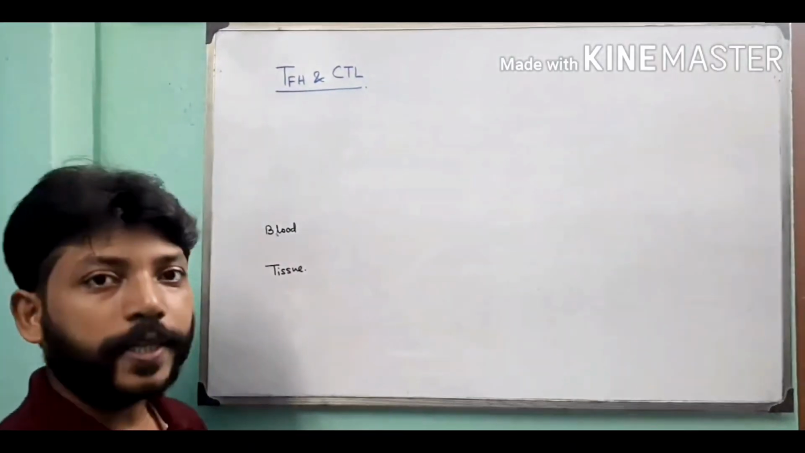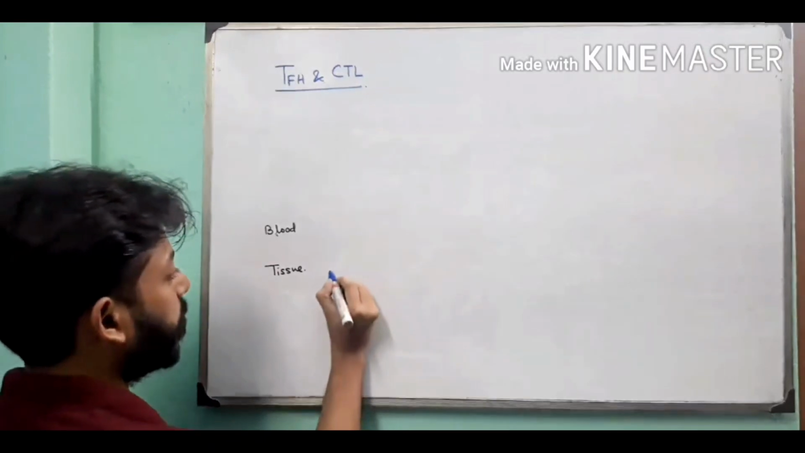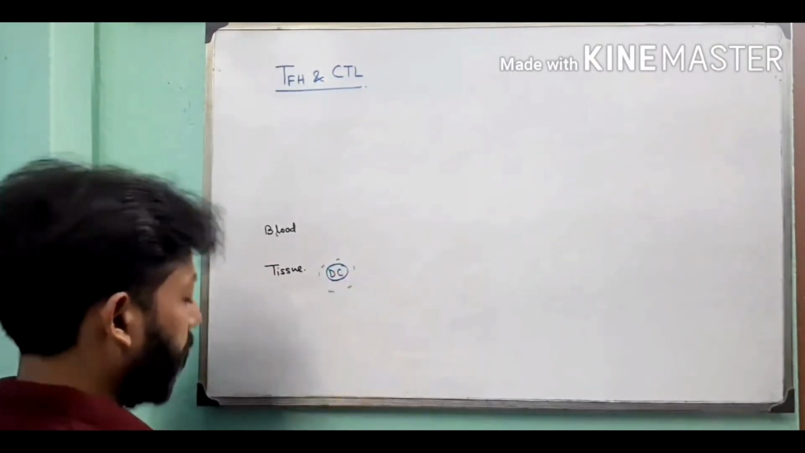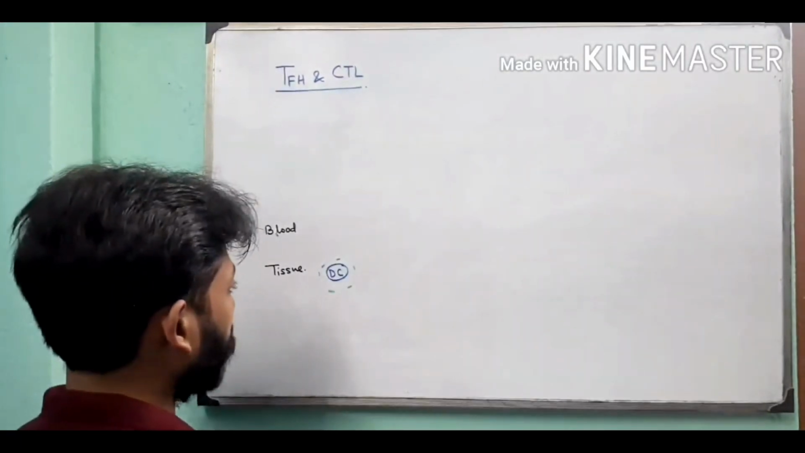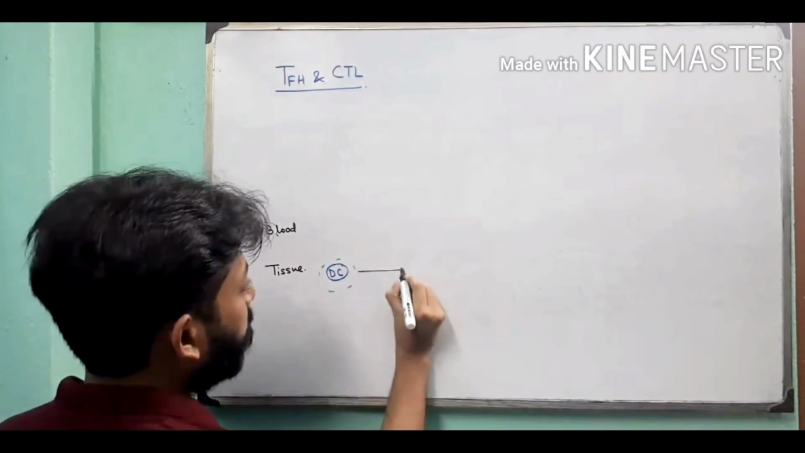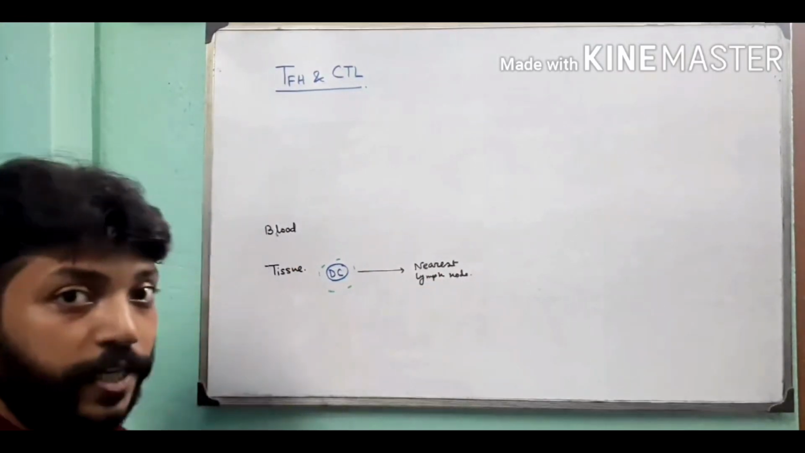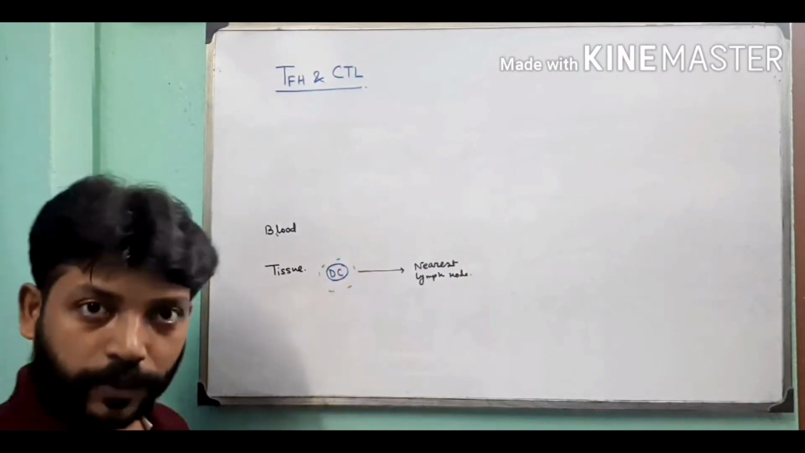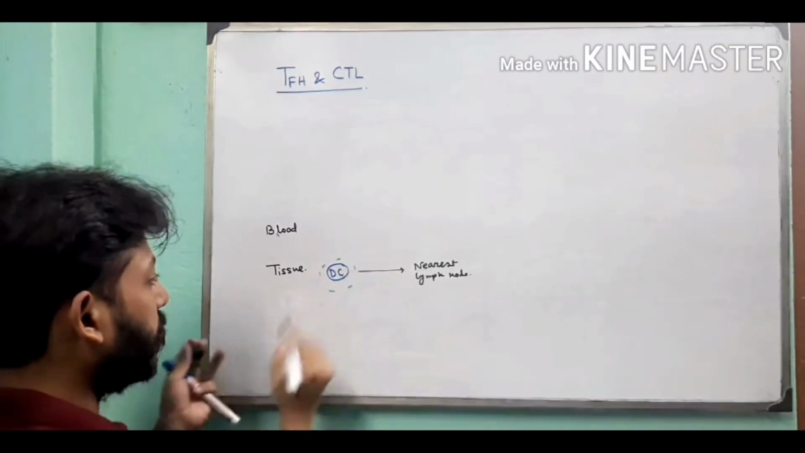In the tissue, there are already some sentinels like dendritic cells present. If there is infection, the dendritic cell can sense the pathogen. These dendritic cells leave the infected tissue site to the nearest lymph node. So this is the route if there is infection in the tissue. The dendritic cell engulfs the pathogen, and some dendritic cells leave the infected tissue site.